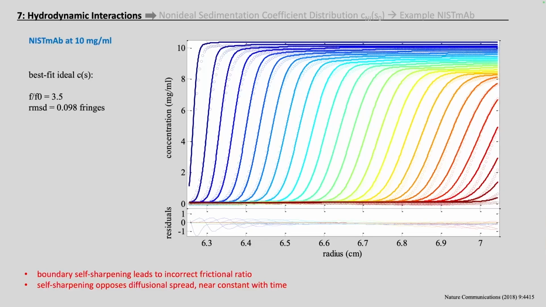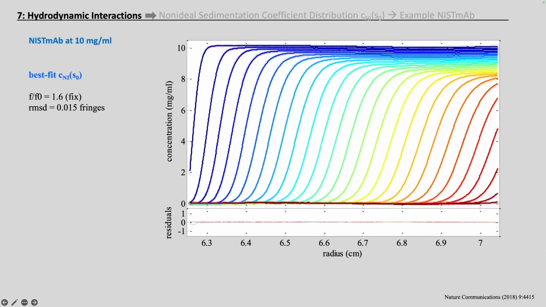So not only is the boundary spread misinterpreted as a small diffusion coefficient, or correspondingly imposed a high friction ratio, but also the experimental data do not seem to adhere to the temporal spreading of a diffusion process and remain steep throughout. And this gives us a huge misfit of the data, with the correspondingly high RMSD of the fit. By contrast, the non-ideal c(s) gives us an excellent fit. And not only that, for this analysis we fix the frictional ratio to what we would measure in dilute conditions and optimize the non-ideality coefficients.